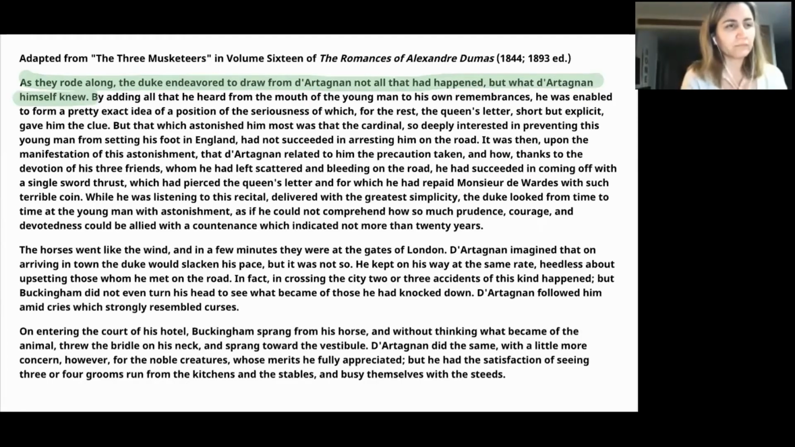I imagine two men, the Duke and D'Artagnan. I imagine them both interacting with each other. I specifically imagine them across from each other. My mind had automatically gone to taking place in a carriage, being pulled along like they are mid-ride and they are talking. And it says he is trying to draw from him not all that happened, but what he knew. So I would imagine that the Duke was interrogating him, trying to figure out something.